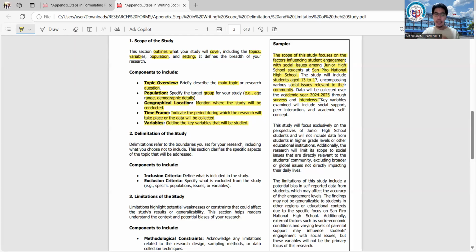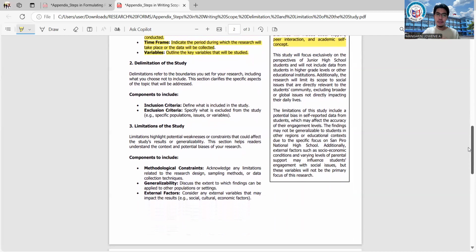Okay? Reminder lang, pwede tayong mag-insert ng other information as long as it will fall under the scope of our paper. And then ano yung mga key variables na kanilang pag-aaralan? It will include social support, peer interaction, and academic concept of the participants of the study. So this is an example. This is a good example of the scope. Later on, magpapakita pa ako sa inyo ng isa pang sample ng scope.